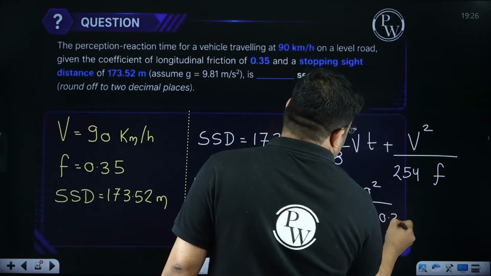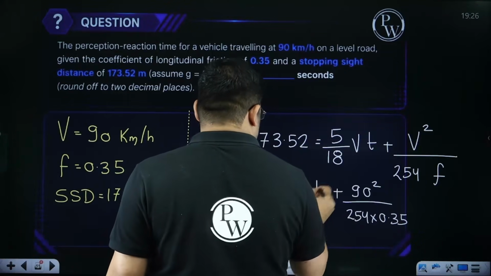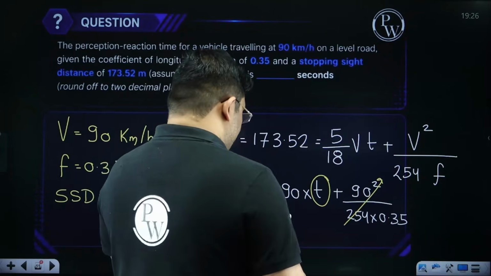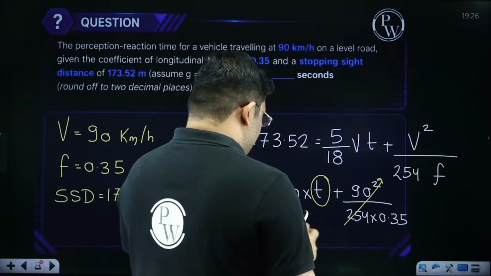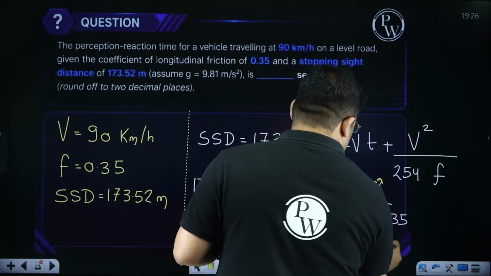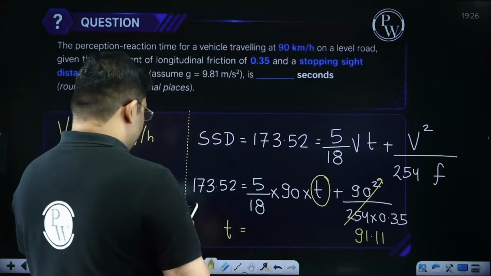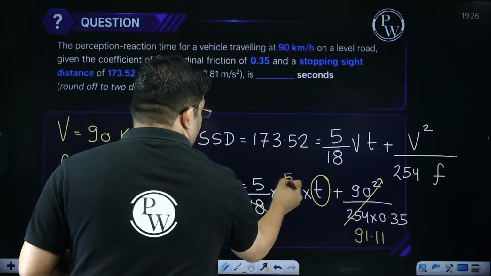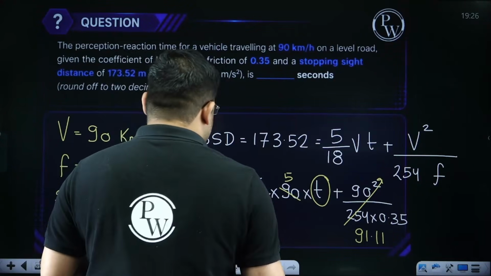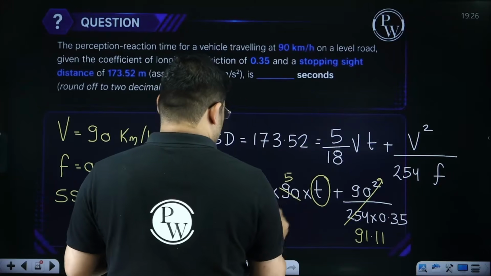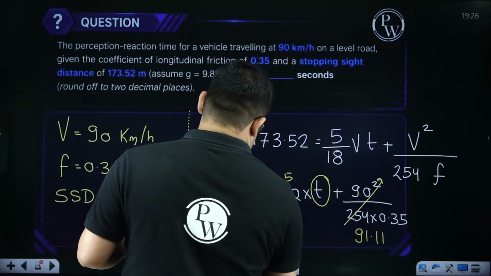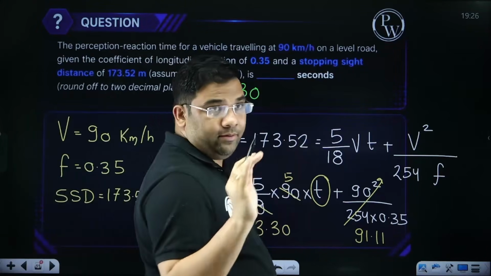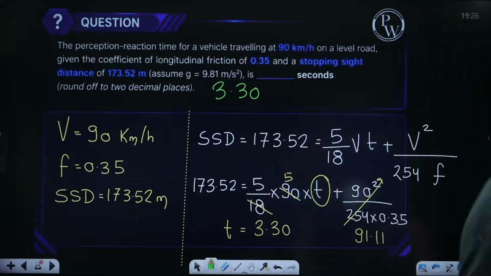In this, the only missing thing is the reaction time T, and I can easily find it. Let me find this T from here. I'll first find this value: 90 square divided by 254 divided by 0.35. I'm getting this value as 91.11, and when I subtract it from 173.52 and divide by 25, I get 3.29. It is 3.296, almost 3.30. So I can mention the answer here as 3.30 seconds. As I told, it will not always be 2.5 seconds. So in this question it is 3.3 seconds.